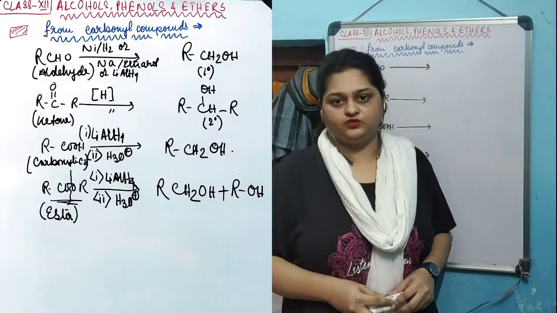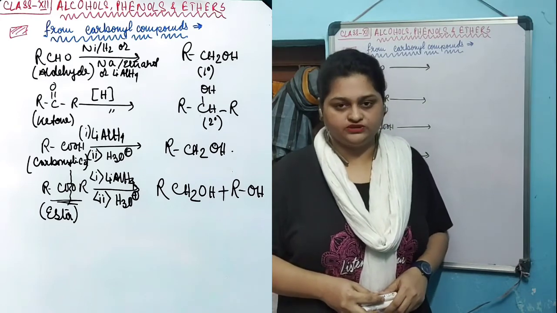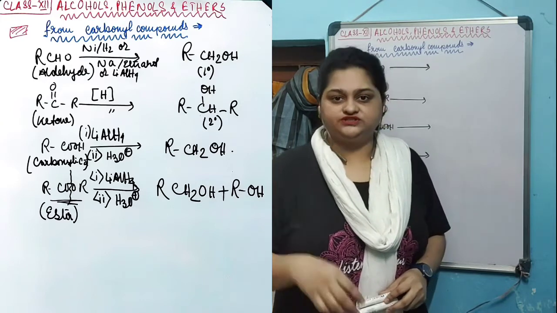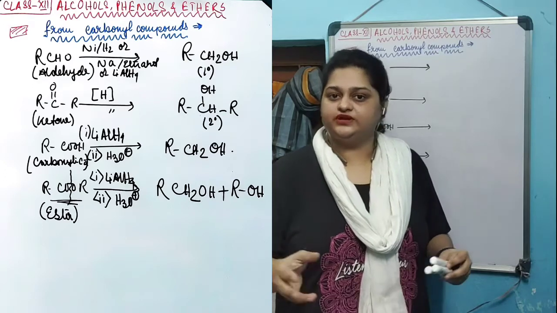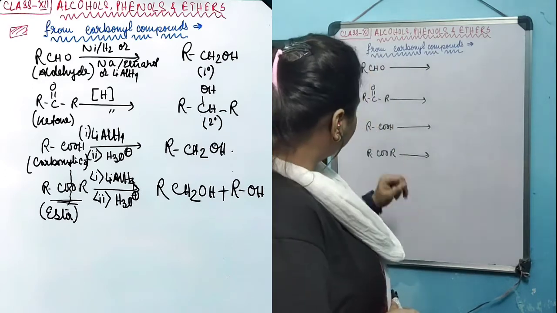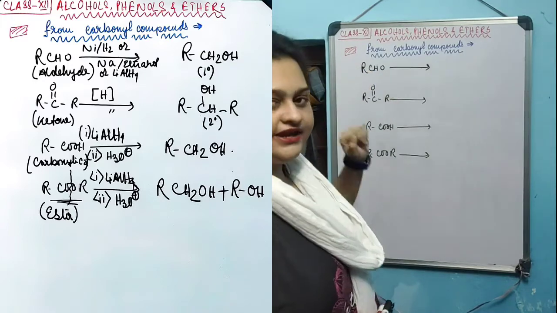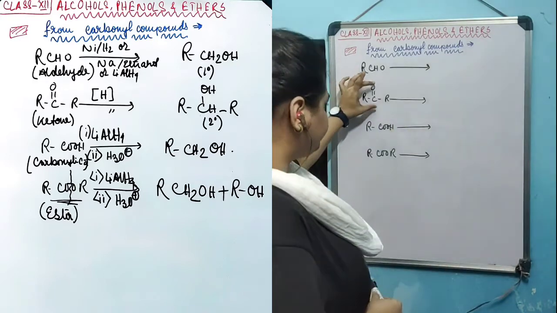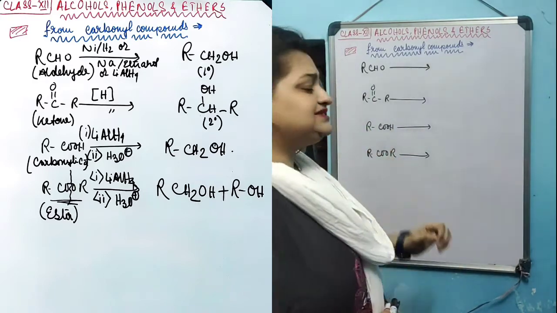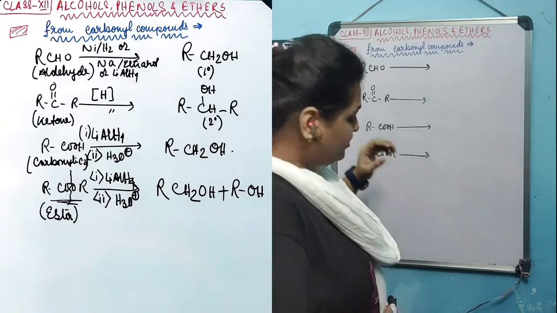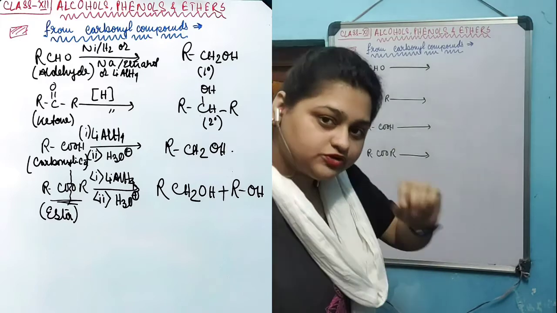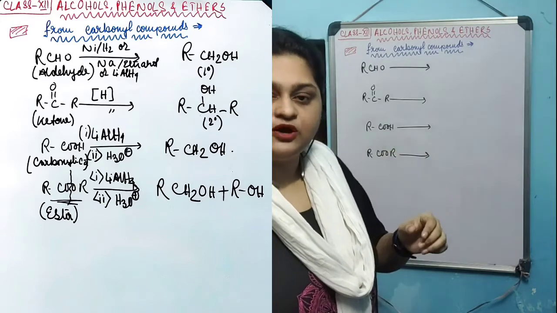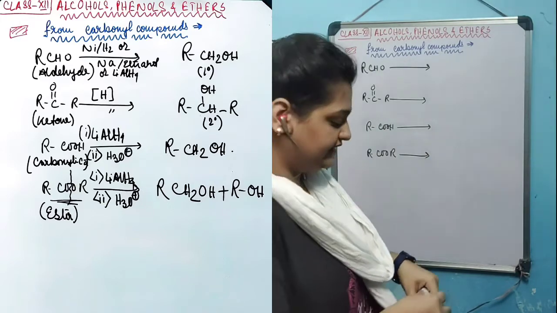The next preparation of the alcohol that we are going to study is from carbonyl compounds. There are a few types of carbonyl compounds. Compounds in which the C double bond O carbonyl group is present are known as carbonyl compounds. Aldehyde CHO is a carbonyl compound, comprising C double bond O. Ketone is also a carbonyl compound. Carboxylic acid can also be said to be a carbonyl compound, and ester is also a carbonyl compound because the C double bond O group is present in it.